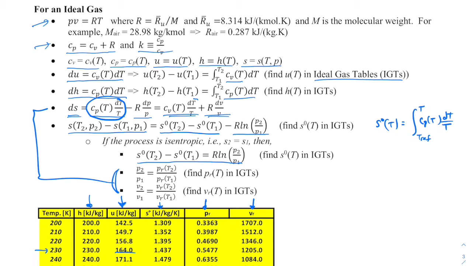So the Pr and vr quantities in the tables can only be used when you're dealing with an ideal gas and an isentropic process. So be aware of that. In fact, I'm going to circle it here and make a note: ideal gas plus isentropic. That's what's required to use those.